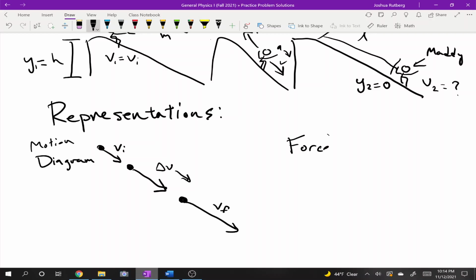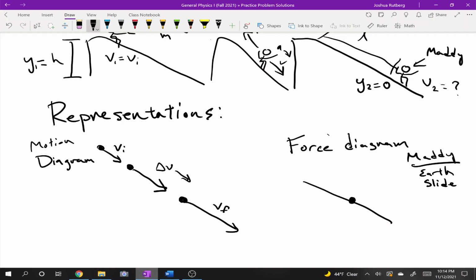Let's draw a force diagram. Okay, so here's the surface of the slide. What are the forces that are exerted on Maddie? Well, the object that my force diagram is being drawn for is Maddie. The objects interacting with her are the Earth and the slide. So this will be the force the Earth exerts on Maddie. And then the force the slide exerts, I know it's going to have some normal component and there's going to be some friction backwards. So I'm going to draw it somewhere in that general direction.